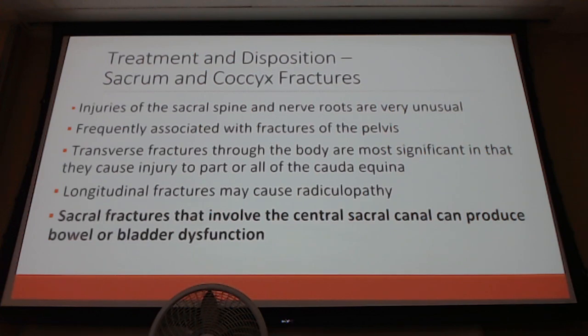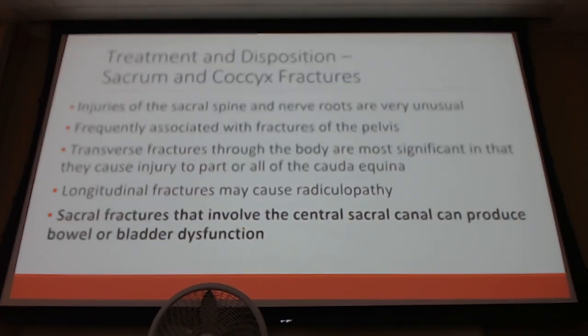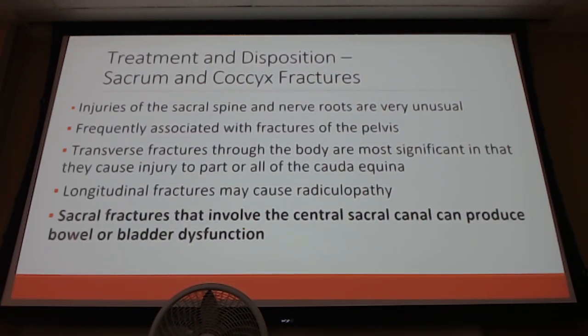And then the sacrum and coccyx. Not as commonly seen. Usually if we do see this, they have significant pelvic injuries as well, so that's usually going to be the more aggressive portion of the management. You could have a fracture of the sacrum that affects the cauda equina, which is something we need to consider, and those can have bowel and bladder dysfunction.